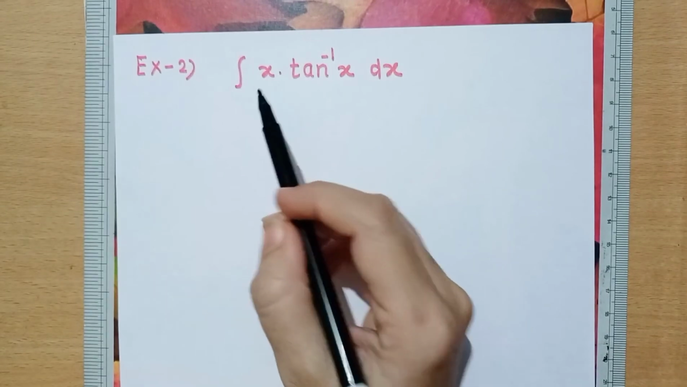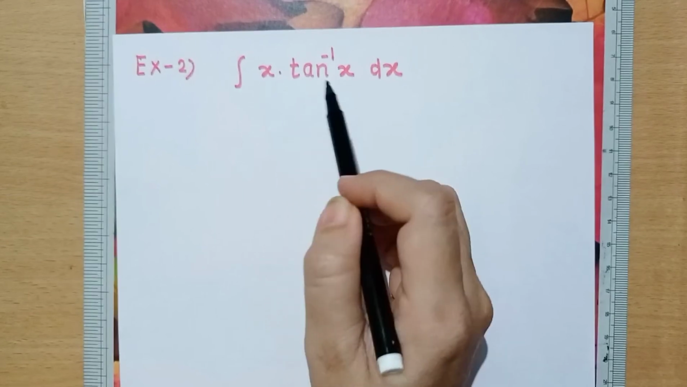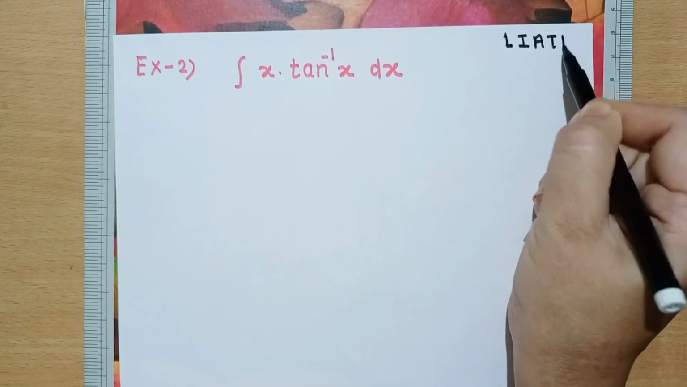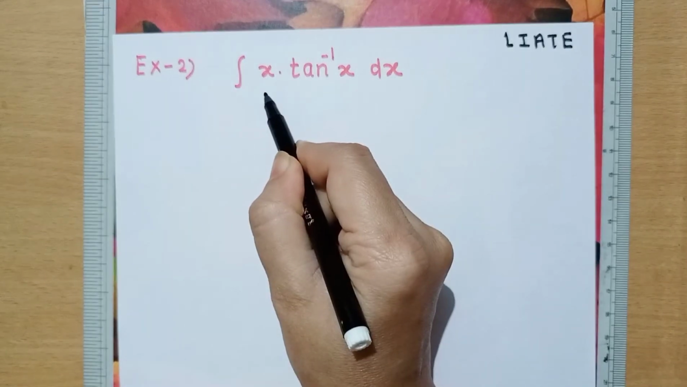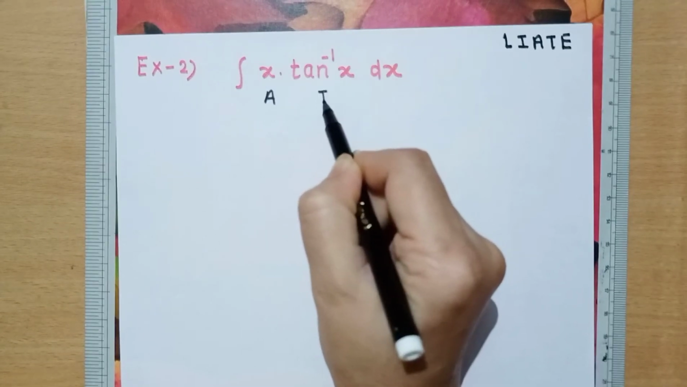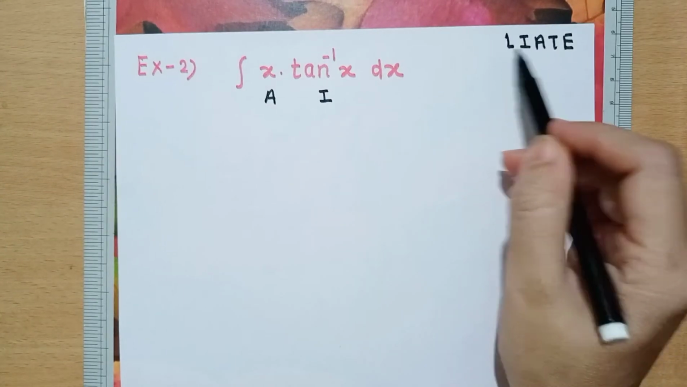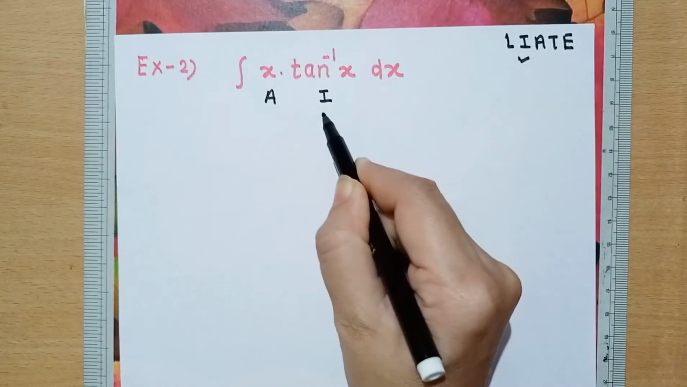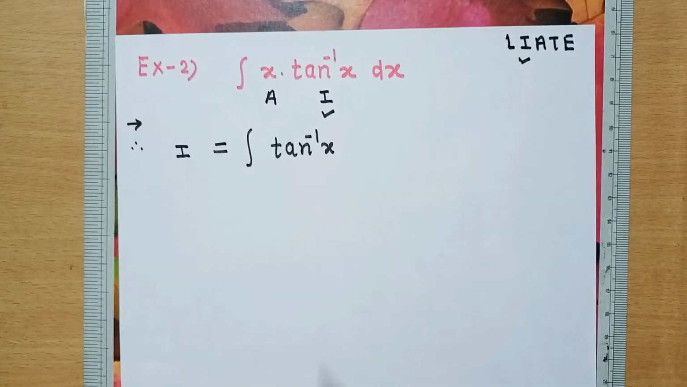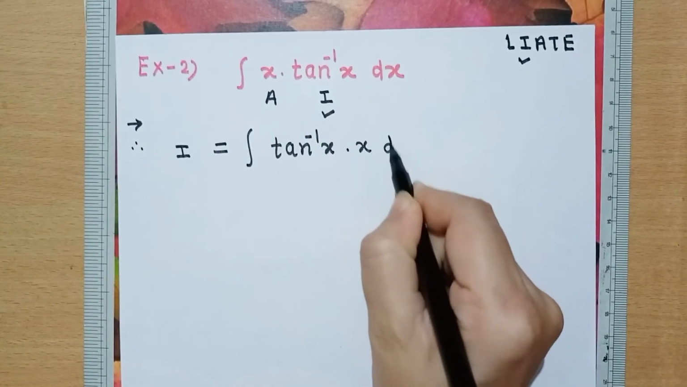This is our second example, and again this is the product of two functions, but we have to check the order according to ILATE. So check now, this x means algebraic function and tan inverse of x means inverse trigonometric function. And check now, in this serial order this I is coming first, so we will consider this as function u. So we will write this function first, then this x and then dx.